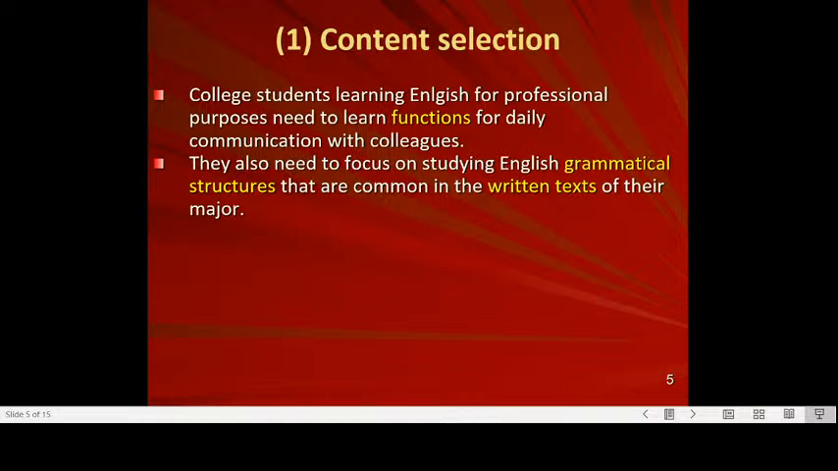College students learning English for professional purposes need to learn functions for daily communication with colleagues. They also need to focus on studying English grammatical structures that are common in the written text of their major. They don't need to study all the grammatical structures in English. They only need to focus on those structures that are very common in engineering, in medicine, in psychology, in, let's say, communication, if they are studying journalism, and so on.